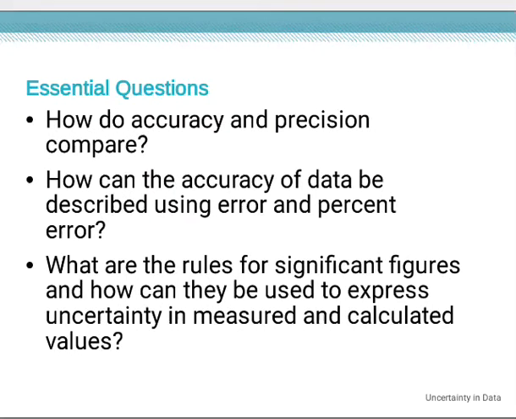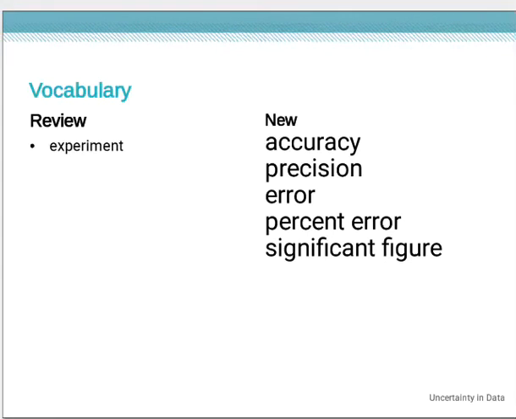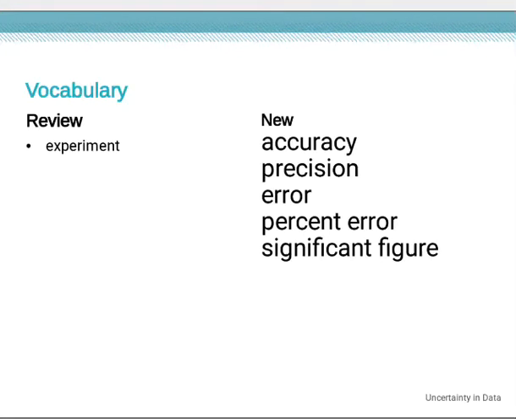The essential questions for this unit are: how do accuracy and precision compare? How can the accuracy of data be described using error and percent error? What are the rules for significant figures, and how can they be used to express uncertainty in measured or calculated values? The new vocabulary that we're going to be talking about in this unit are accuracy, precision, error, percent error, and significant figures.